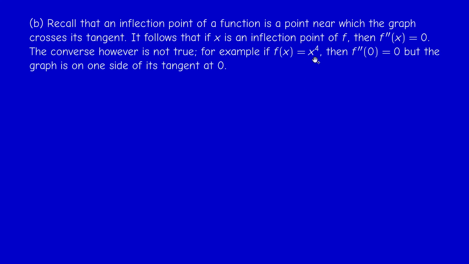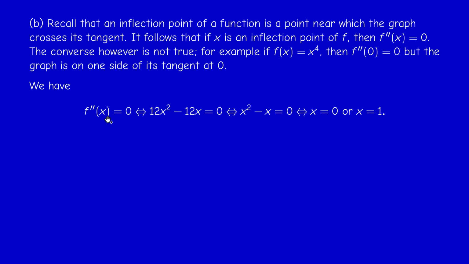Because if you take f of x equal x^4, the second derivative at 0 is 0, but 0 is not an inflection point because the graph of x^4 is just above the tangent, okay? So if you want to find the inflection points, you have to find them among the zeros of f double prime. So here, we already computed f double prime. So when you solve the equation f double prime equals 0, we get x squared minus x equals 0. So x equals 0 or x equals 1, because I can factor by x here. So it's x minus 1.